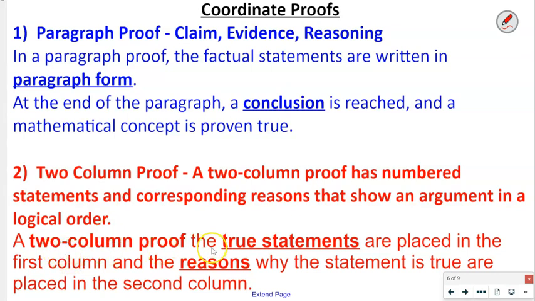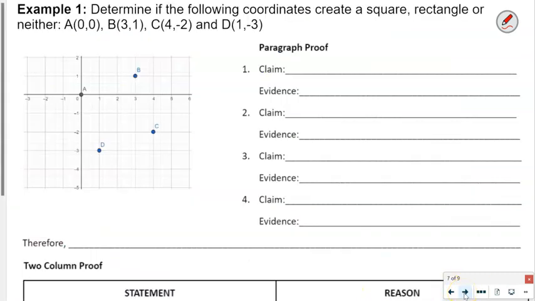So a two-column proof, the true statements are placed in the first column, which is the column on the left, and the reasons why the statement is true are placed in the second column. That's the column on the right, okay? We're going to use these today.